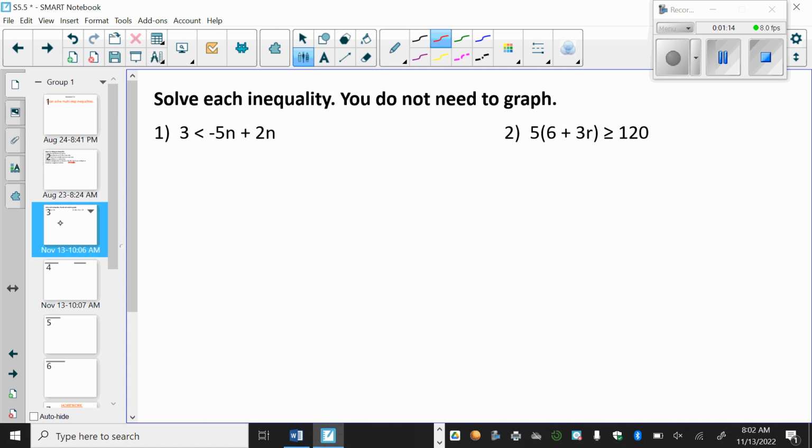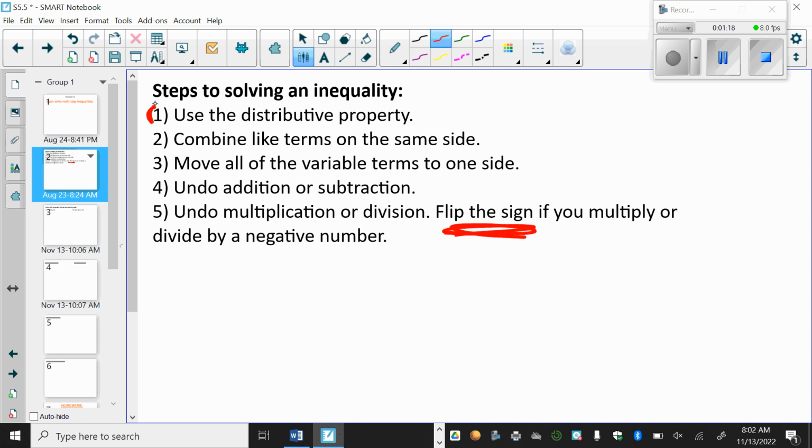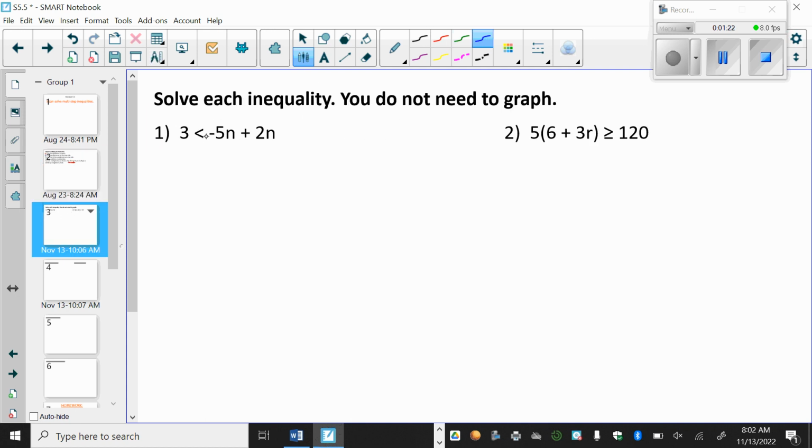Step 2, combine like terms on the same side. Do I have like terms on the side? Yes. So let's say red is step 1 and blue is step 2. So we have negative 5n plus 2n, and negative 5 plus 2 equals negative 3. So we're going to have 3 is less than negative 3n.